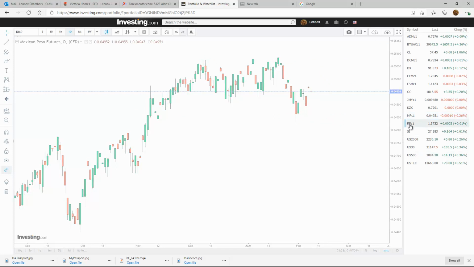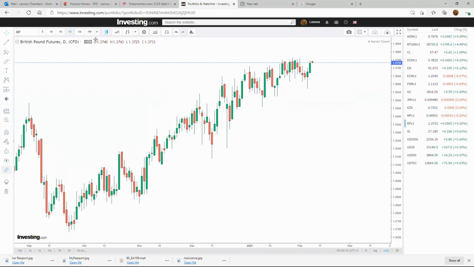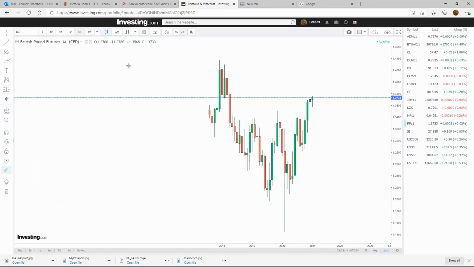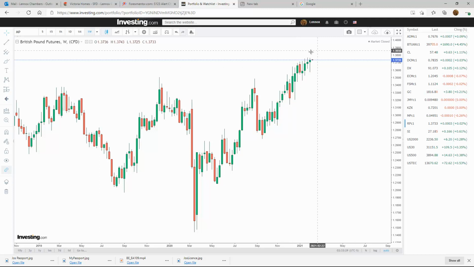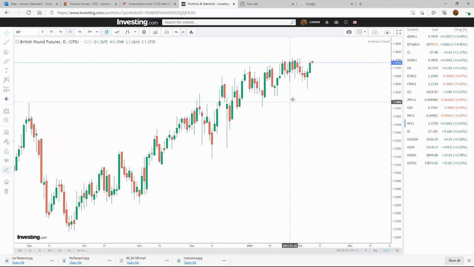Okay, let's take a look at the British pound. So British pound also has had quite the run, and it still looks very strong. We're coming into resistance now, into that big resistance zone here, and it still looks very strong, like we have lots of room for this to go. So on the weekly, British pound still pounding along, and on the daily, still pushing.